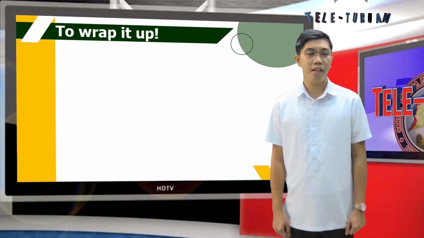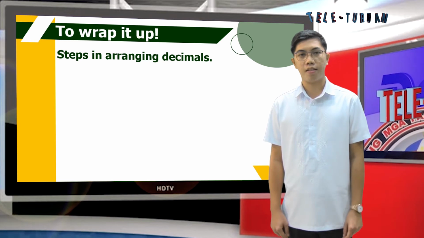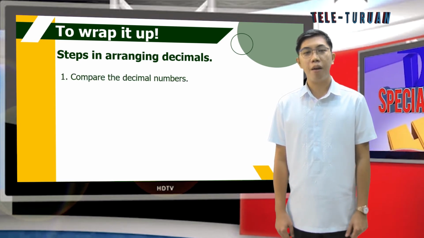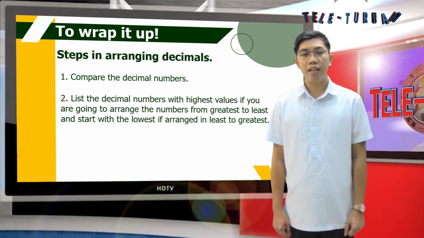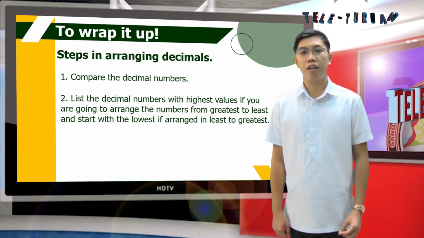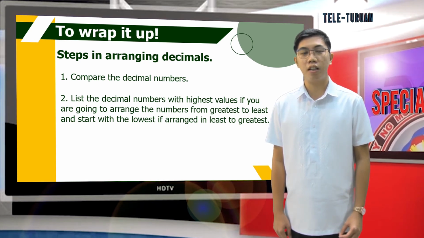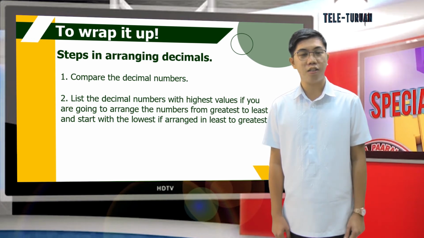On the other hand, in arranging numbers, let's follow these two easy steps. Step 1, compare the decimal numbers. Step 2, list the decimal numbers with highest values if you're going to arrange the numbers from greatest to least, and start with the lowest if arranged in least to greatest.